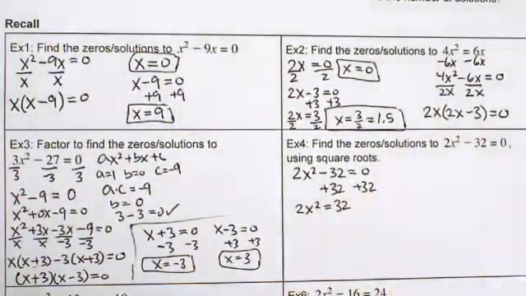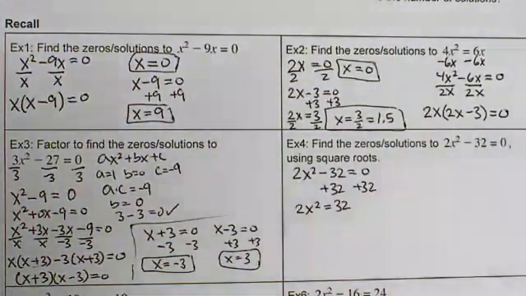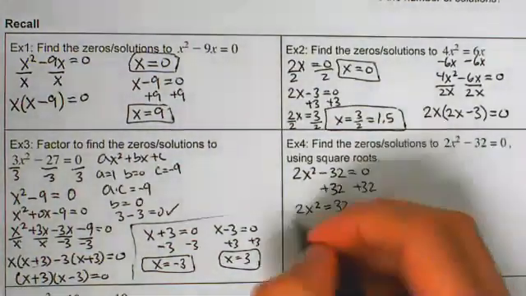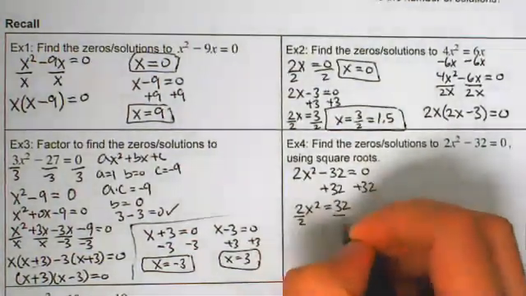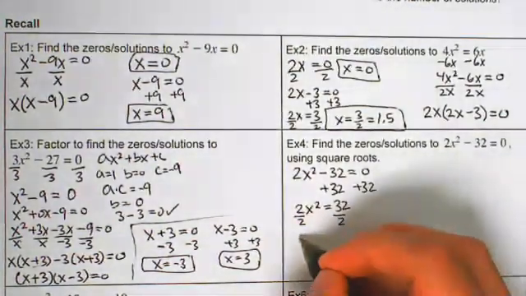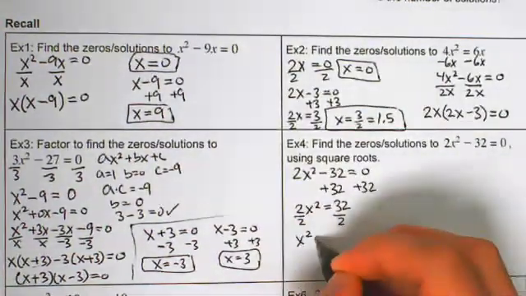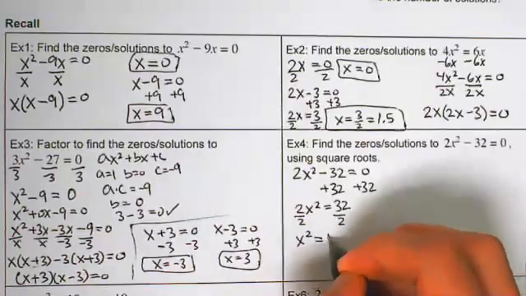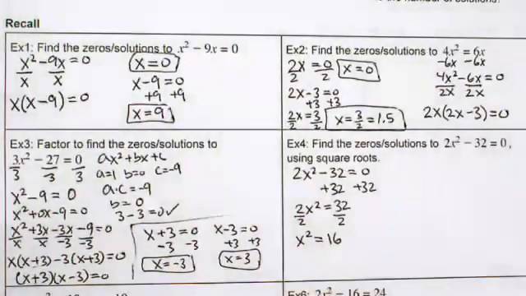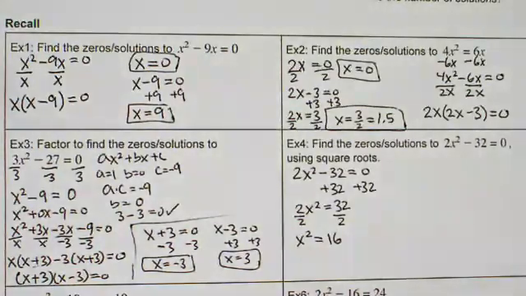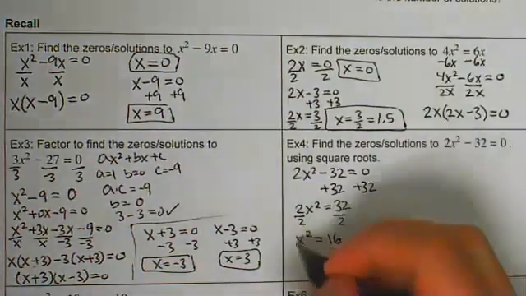From here, just like when we solve for a regular x, like if this had been 2x minus 32, we need to divide by 2 in order to get our x squared alone. So 2 divided by 2 leaves us with x squared, and 32 divided by 2 is 16, half of 32. Now the last step we need to take is to take the square root of both sides. And the square root of both sides looks like this.